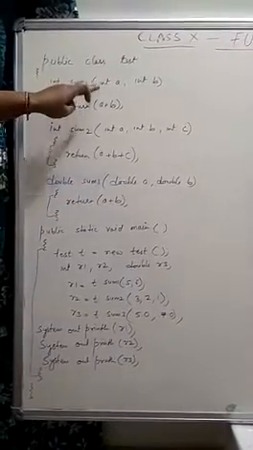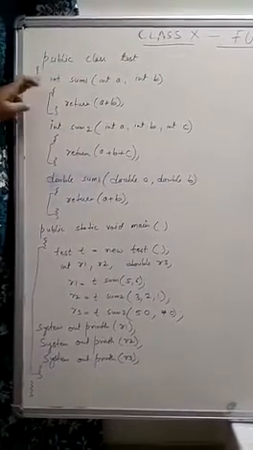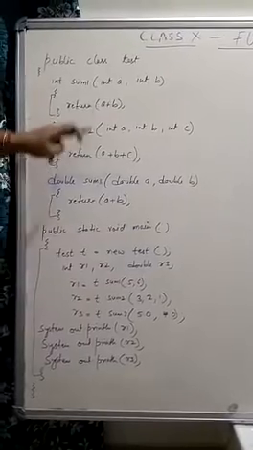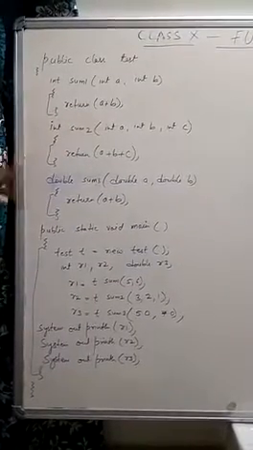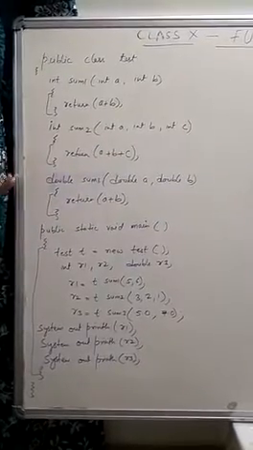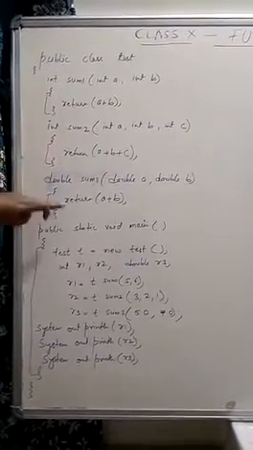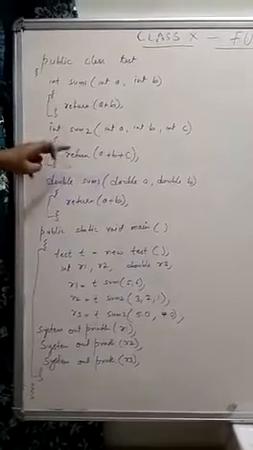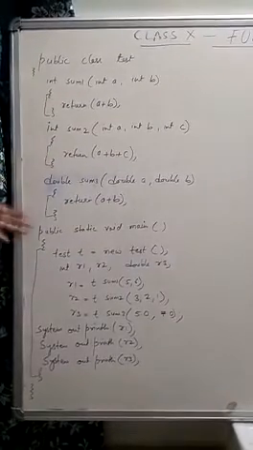Sum1 accepts two arguments of type integer and returns an integer value. Sum2 accepts three arguments and returns an integer value, and sum3 accepts two double values and returns a double value. And inside these are the definitions, like what these methods will do when they are executing.